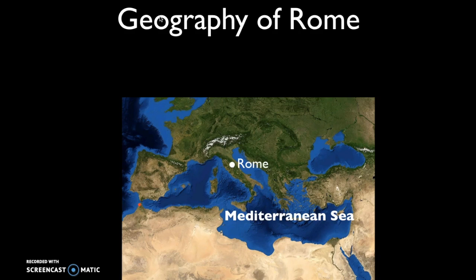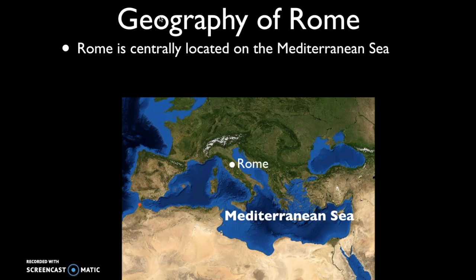The city of Rome is centrally located on the Mediterranean Sea. It's also located on the Tiber River in the center of the Italian peninsula, which meant that it had a geographically strategic spot, and this would allow it to be accessible to a number of existing trade routes across the Mediterranean Sea that were first developed by the Phoenicians and then later used by the Greeks.